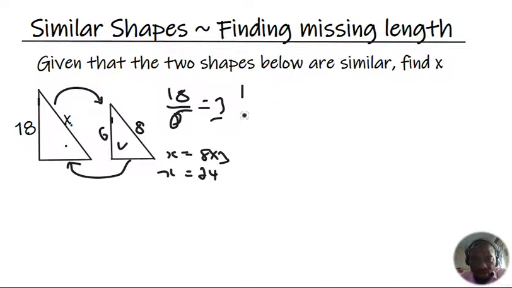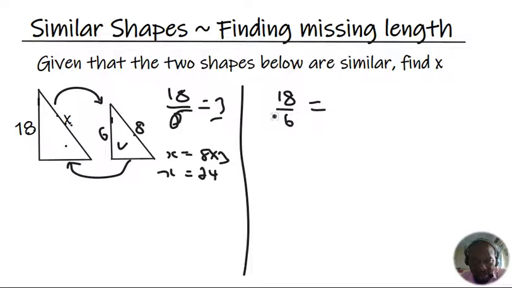Now the second method we can apply to solve this is to equate the ratio of the corresponding sides. Now the corresponding sides here are 18 and 6, so I'm going to write that as a fraction or ratio. So 18 over 6. That's the first ratio of one pair of the corresponding sides. Now the other pair of corresponding sides are x and 8.